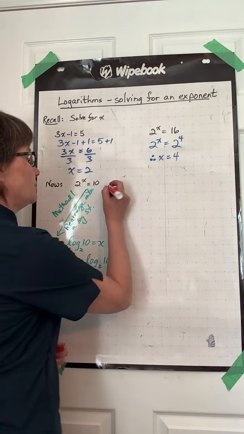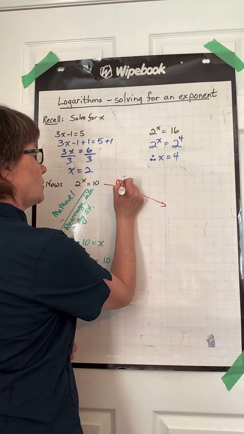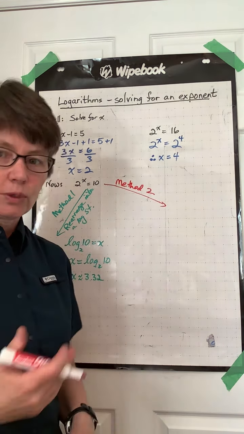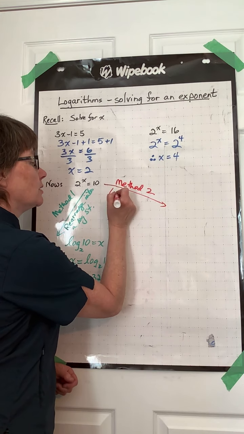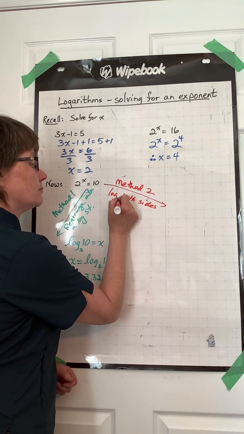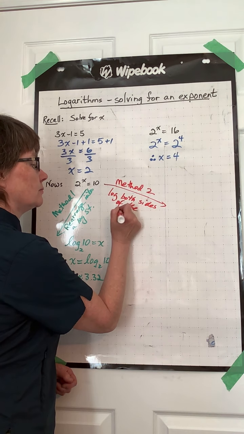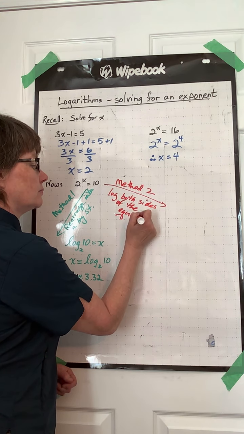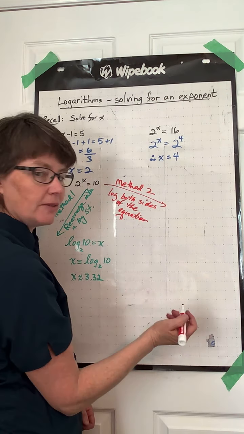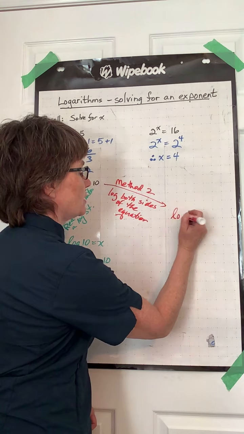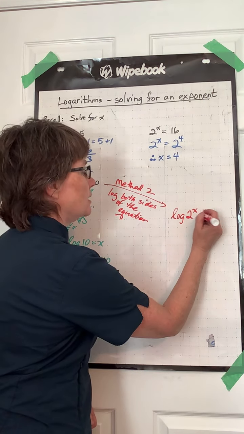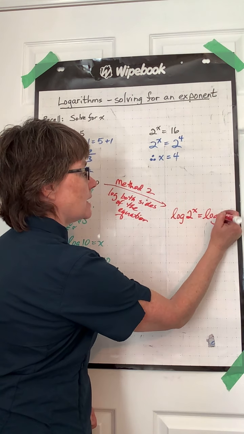Method 2 involves what we do to one side of the equation, we also have to do to the other side. We're going to log both sides of the equation. All right, log both sides of the equation. So we start here, 2 to the power of x equals 10. Log both sides of the equation. Log of 2 to the power of x equals log 10.